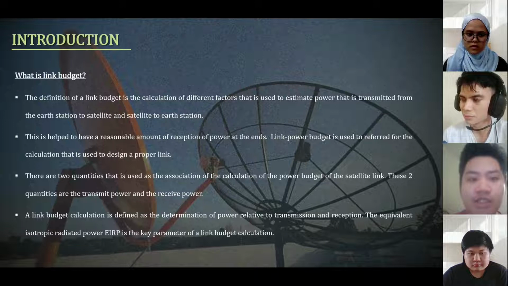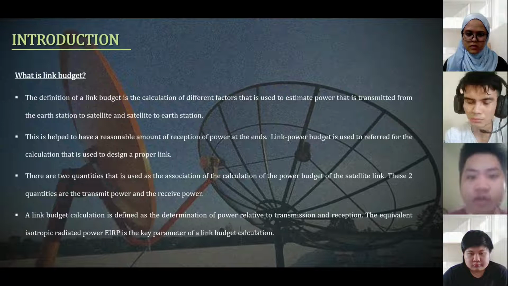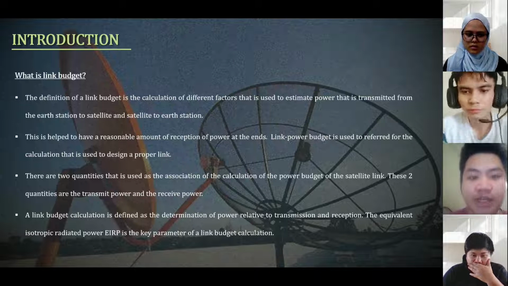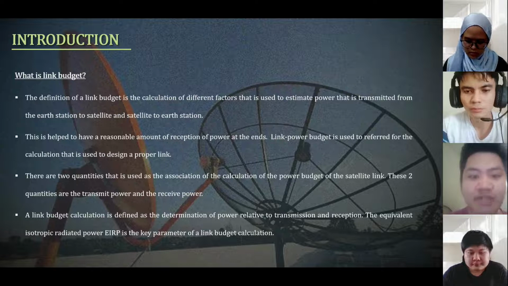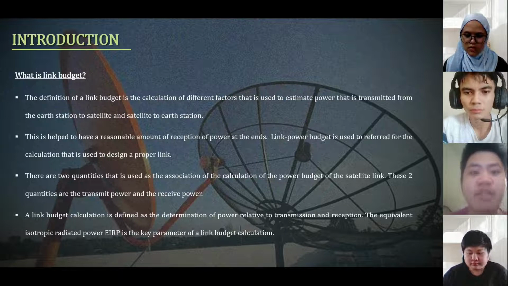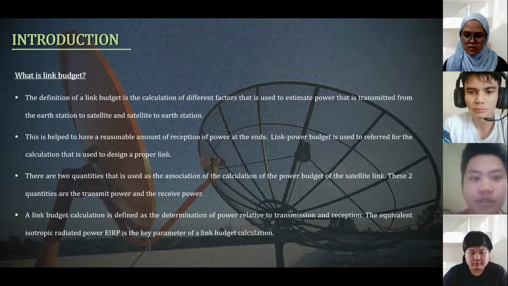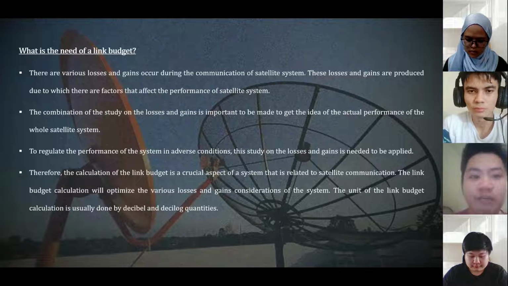There are two quantities used in the calculation of the power budget of the satellite link. These quantities are the transmit power and the receive power. Link budget calculation is defined as the determination of power relative to transmission and reception, and the equivalent isotropic radiated power, or EIRP, is the key parameter of a link design calculation.